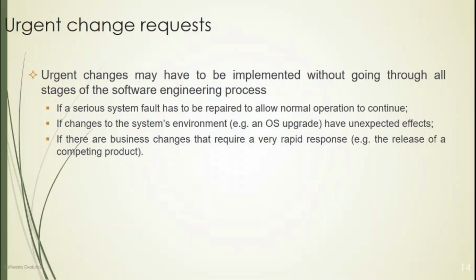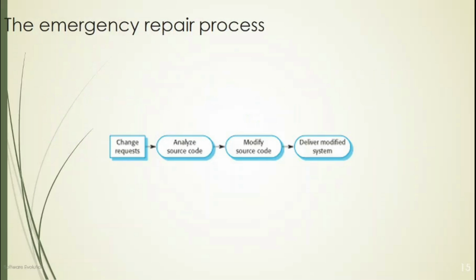And if there are business changes that require a very rapid response, such as the release of a competing product, and urgent changes are requested, that is the emergency repair process. Whenever a repair is required because you have to release a product or give a service to the customer, at that time you take the change request, analyze the source code, modify the source code and deliver the system to the client.